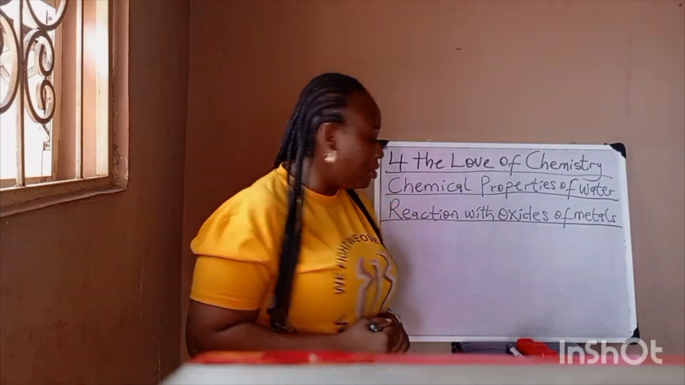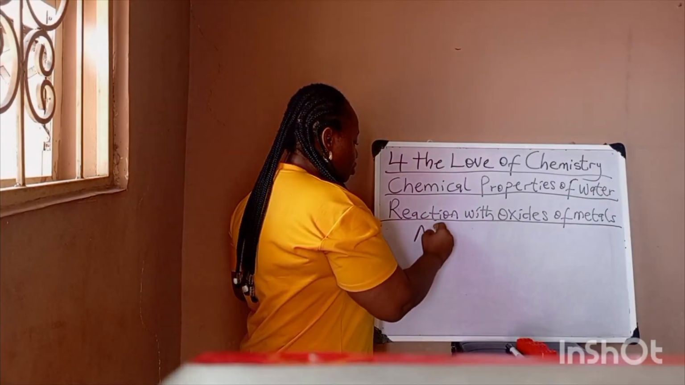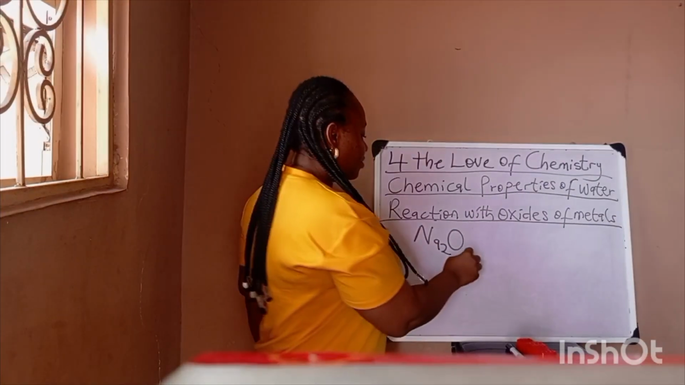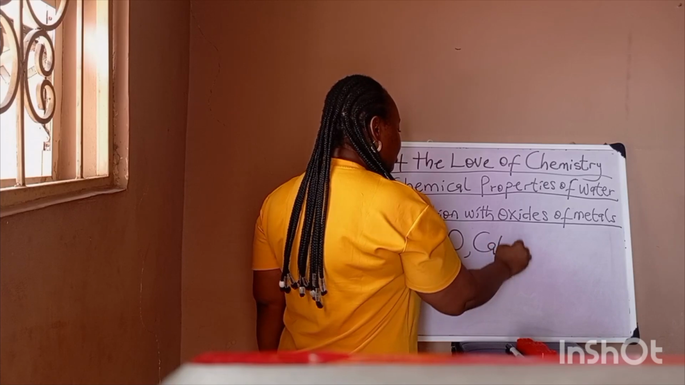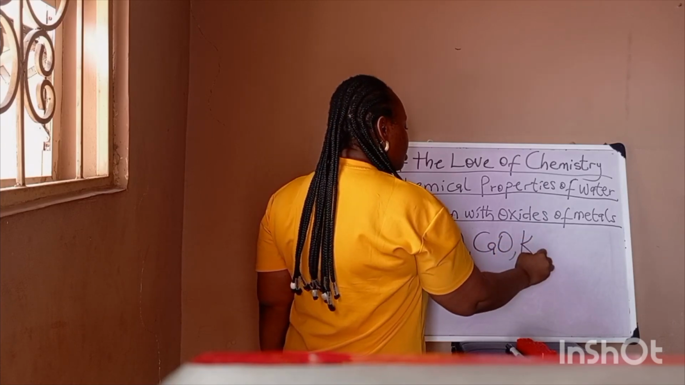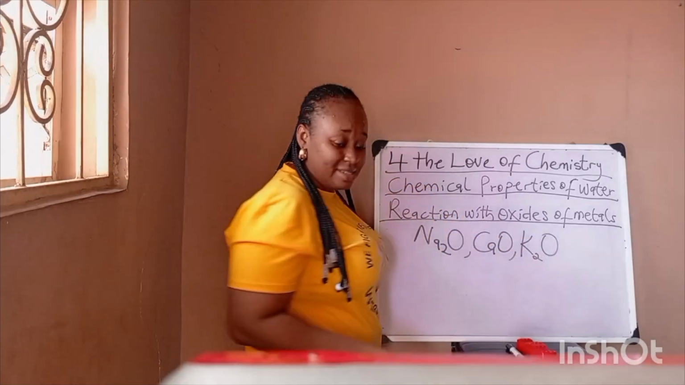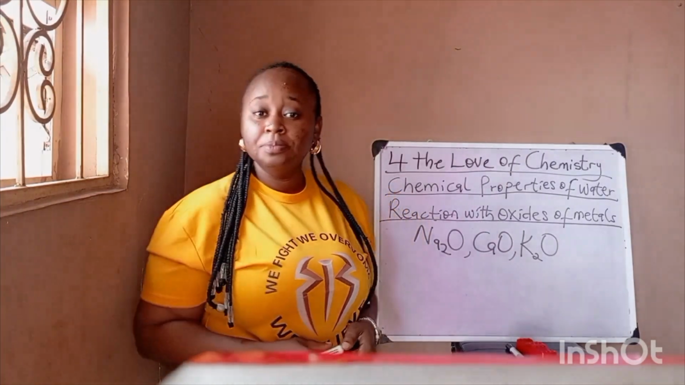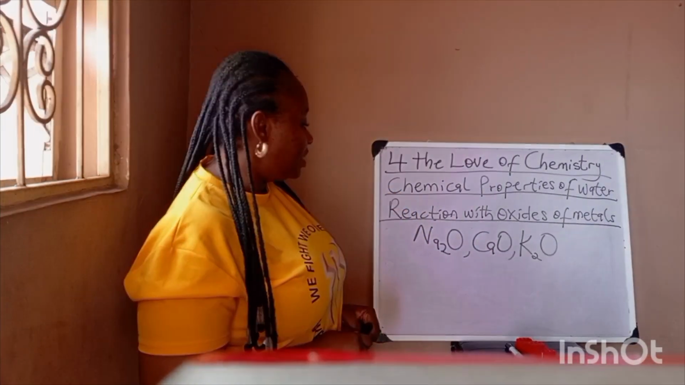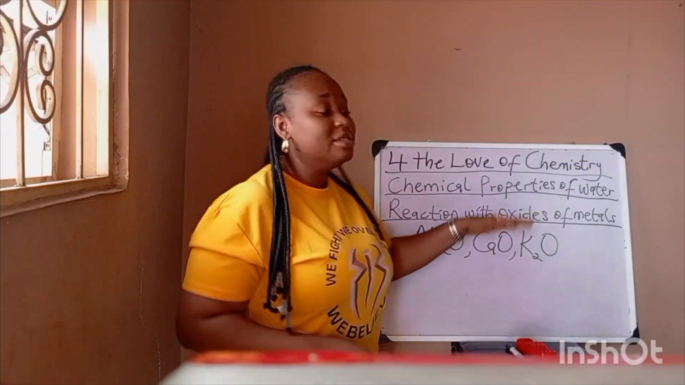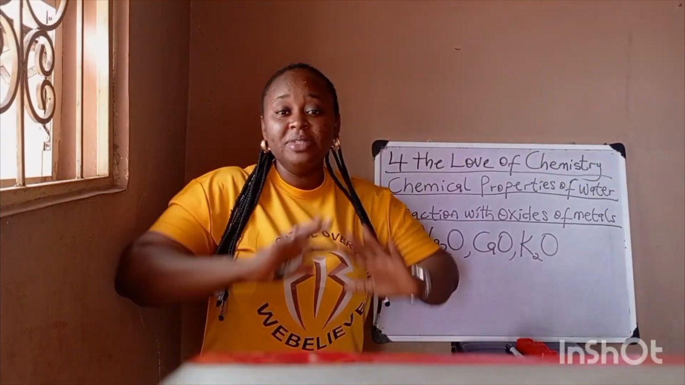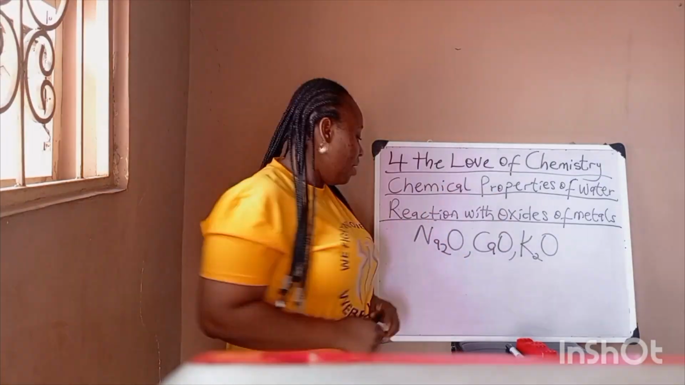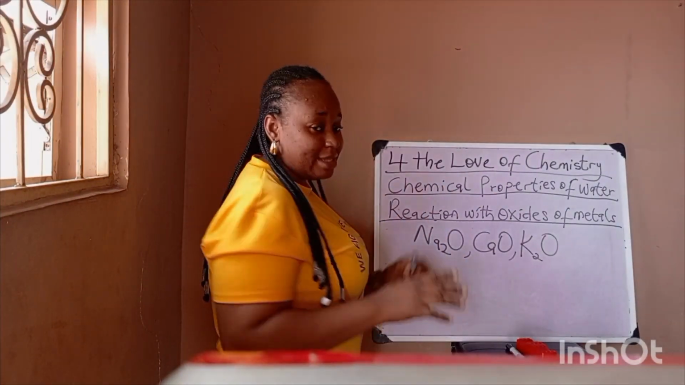So for instance, we have something like sodium oxide, we have calcium oxide, we have potassium oxide, etc. So these are soluble bases. These are soluble basic oxides. So when they dissolve in water, they form the corresponding hydroxide. And because of that, they are called alkalis. So let's look at the reaction.